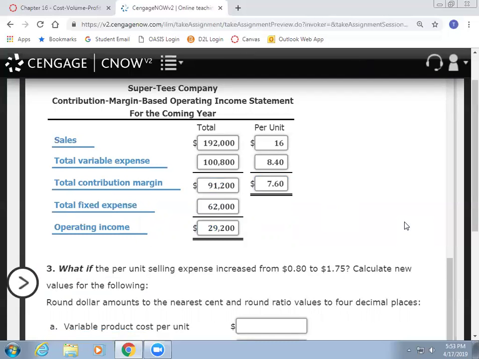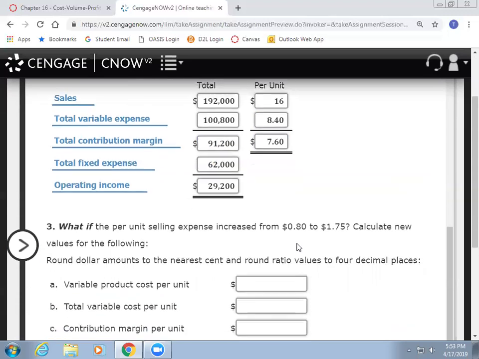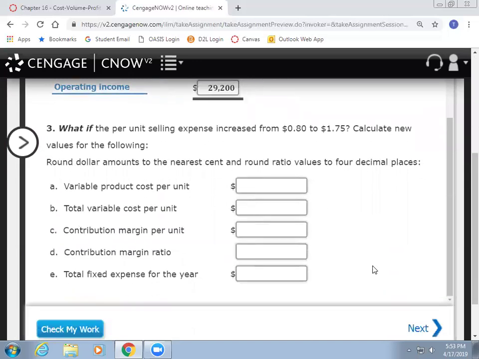It wouldn't matter if we did full absorption costing, we would see the same operating income. It's just putting it in a different format, where we subtract out variable and then fixed instead of taking out product and then period costs. And then number 3 here is just the what if.